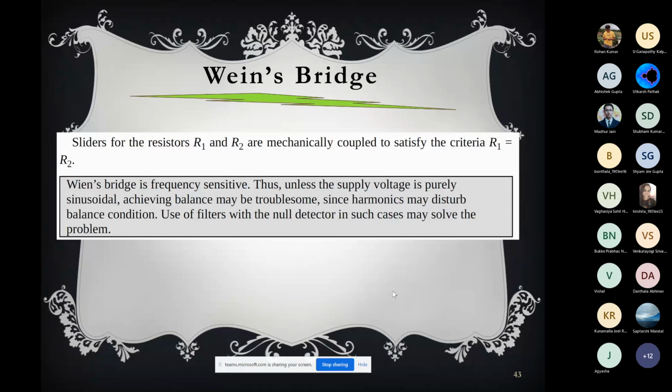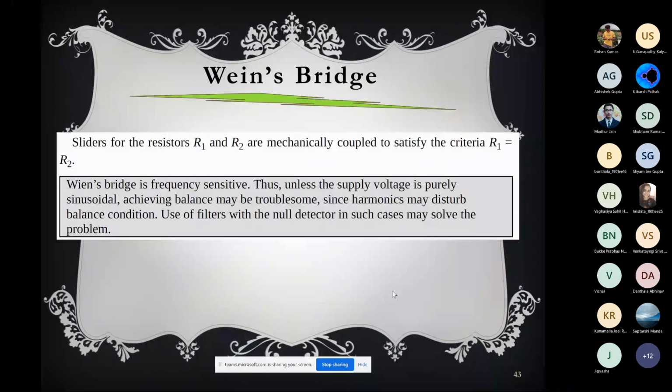Thus, unless the supply voltage is purely sinusoidal, achieving balance may be troublesome. Suppose your supply voltage is not sinusoidal, it's different. If it consists of many sinusoidals or many harmonics, it's very difficult to balance. So you have to give a pure sinusoidal input, otherwise achieving balance will be very troublesome, since harmonics may disturb the balance condition.